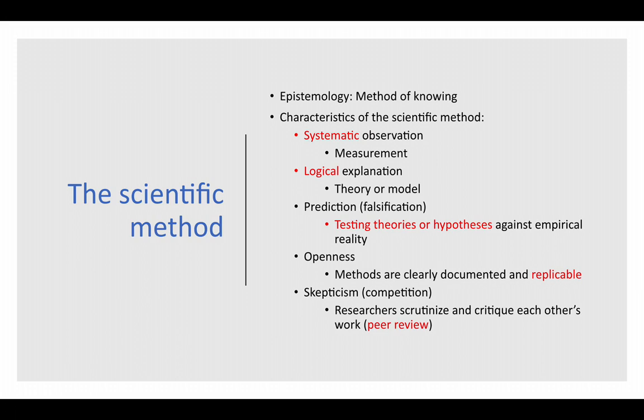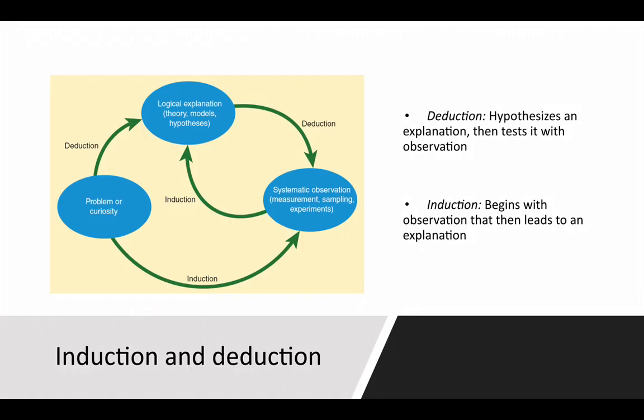And openness, you need to make the study transparent, so other people, if they want to replicate your study, should be able to do so. And of course, as we said, other researchers are more skeptical about your findings, so they can do a peer review through replication or things like that, right? So generally speaking, there are two ways we can do the inquiry. One is deductive, and the other is inductive, right? For the deductive, we usually mean you hypothesize an explanation, then test it with empirical evidence. While inductive begins with observation, then finally leads to an explanation, right?